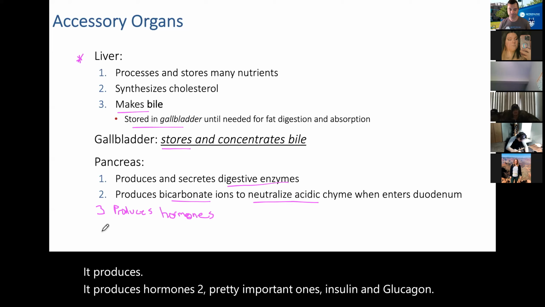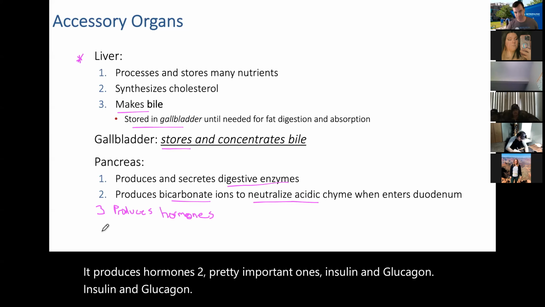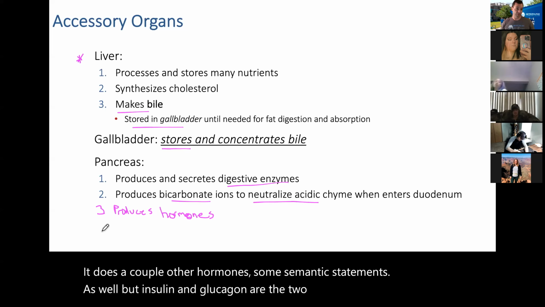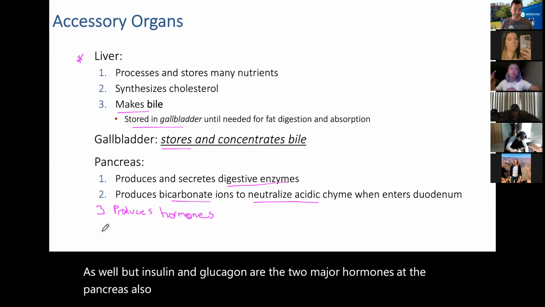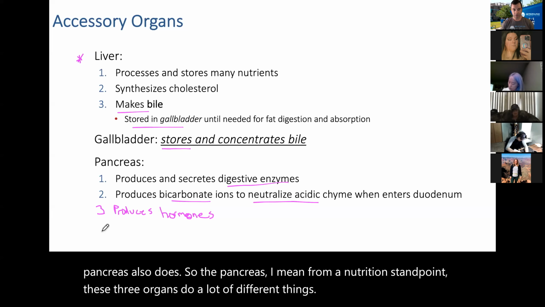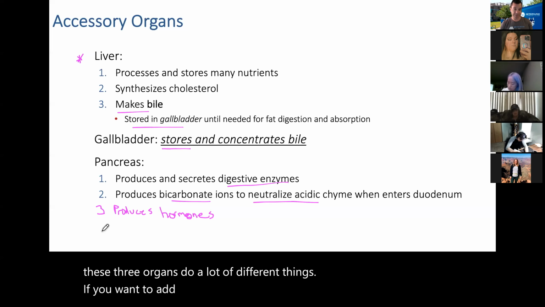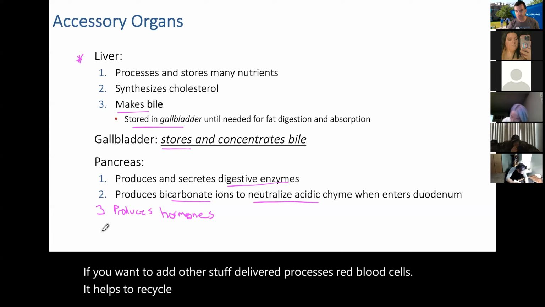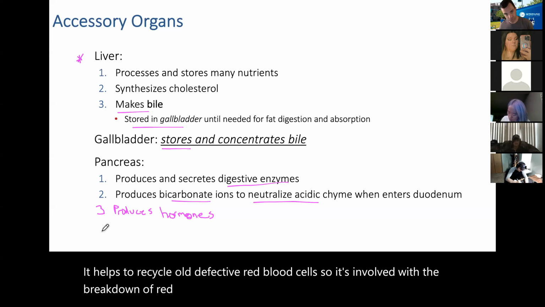Insulin and glucagon. The pancreas also does a couple other hormones, some somatostatins as well, but insulin and glucagon are the two major hormones. From a nutrition standpoint, these three organs do a lot of different things. If you want to add other stuff to the liver, it processes red blood cells. It helps to recycle old, defective red blood cells, so it's involved with the breakdown of red blood cells, helping us to make new ones.